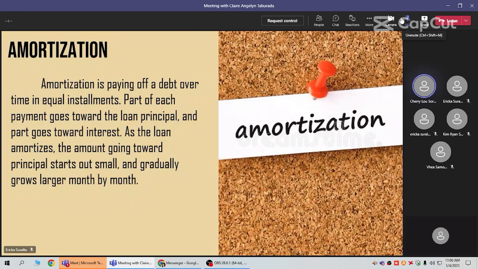Amortization is paying off a debt over time in equal installments. Part of each payment goes toward the loan principal and part goes toward interest. As the loan amortizes, the amount going toward principal starts out small and gradually grows larger month by month. So concerning a loan, amortization focuses on spreading out loan payments over time. So, understanding the amortization. Next slide, please.